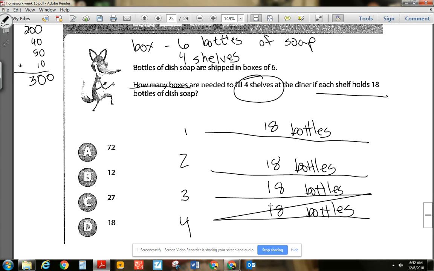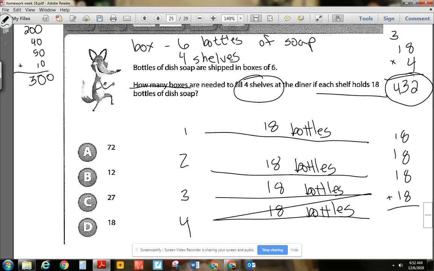Oh man, how many boxes are we gonna need to buy here? Well, all right, so we gotta find out how many total bottles, right? So we're gonna do 18 times 4. You could add 18 plus 18 plus 18 plus 18, but this is a pretty inefficient, inaccurate way. So 18 times 4, we'll do 4 times 8 is 32. 4 times 10 is 40 tens, plus the 3 tens. So we're going to need 432 bottles.